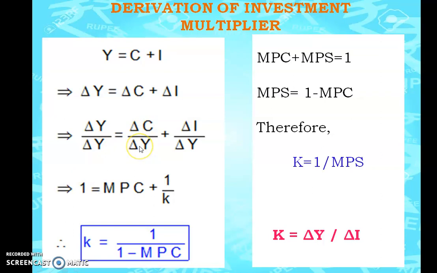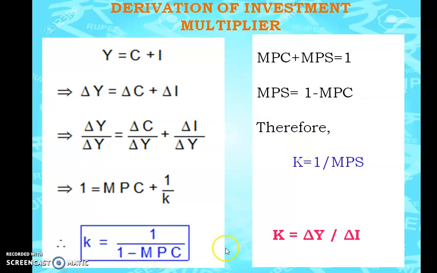Delta c by delta y is nothing but MPC, the marginal propensity to consume. So your multiplier function depends upon the marginal propensity to consume also. Plus we have delta I by delta y. K is equal to delta y by delta I, so the representation of delta I by delta y is 1 by k. So k will be equal to 1 by 1 minus MPC.